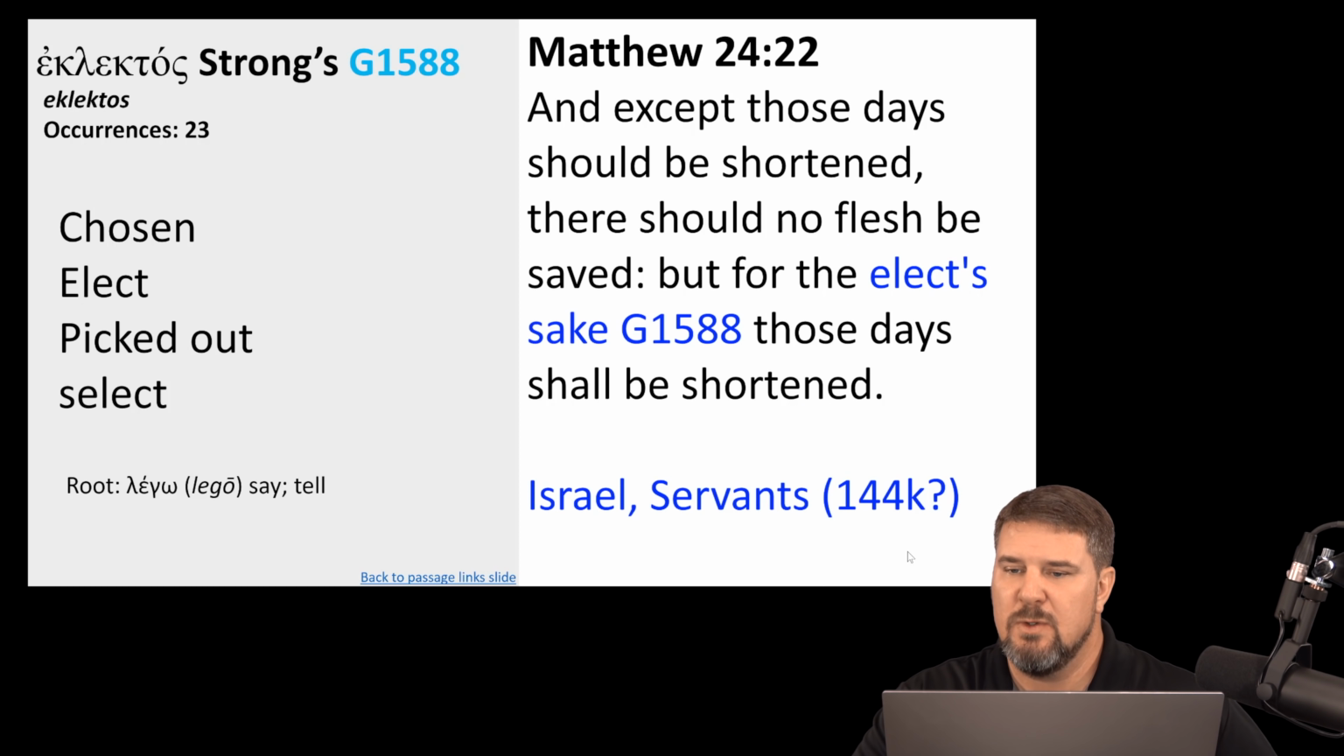Matthew 24:22, except those days should be shortened, there should be no flesh saved, but for the elect's sake, those days shall be shortened. So Israel, servants. Now, we know that Israel, two-thirds of them are going to be killed. We know that, so those days are going to be shortened so that the Israel won't be killed during that time. And it's the last days, the time of Jacob's trouble, not the time of Gentiles' trouble. All right, Gentiles will be gone at that time.